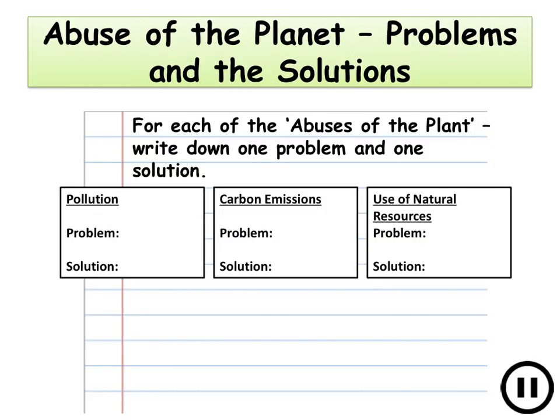The next thing we're going to do is think about the problems that each one of those things causes in terms of abusing the planet, and a solution to each one of them as well. What could we do to fix it? I'm going to get you to pause the video, and as we go through, I want you to be writing down a problem caused by, for example, pollution, and a potential solution to the problem that you give. Pause the video now and give yourself as much time as you need to do the same thing for all 3. Pollution, carbon emissions, and the use of natural resources.